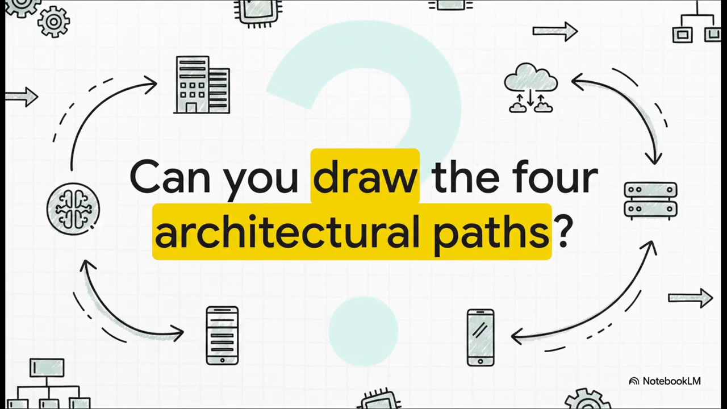Which brings us all the way back to Anir. Remember him? He's still sweating under those fluorescent lights in the review board. The CISO looks at him, hands him a whiteboard marker, and asks the ultimate test an architect must pass before an AI agent is ever allowed into production. The simple question: can you draw the paths?